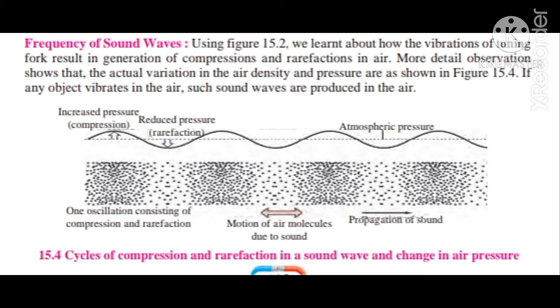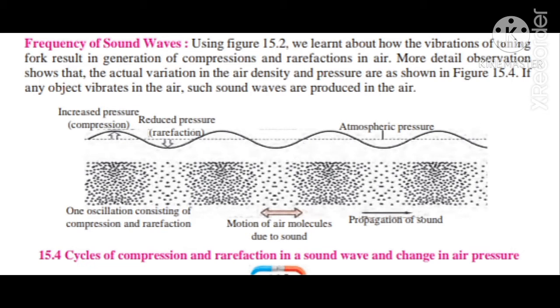The number of cycles formed in the air in 1 second is decided by the number of times the prongs of the tuning fork or any other vibrating body vibrate back and forth. That is the number of vibrations of the tuning fork in 1 second. The number of such cycles produced in the air or other medium per second is called the frequency of the sound wave. This frequency is measured in a unit known as hertz. If one cycle is completed in 1 second, then the frequency is said to be 1 hertz.